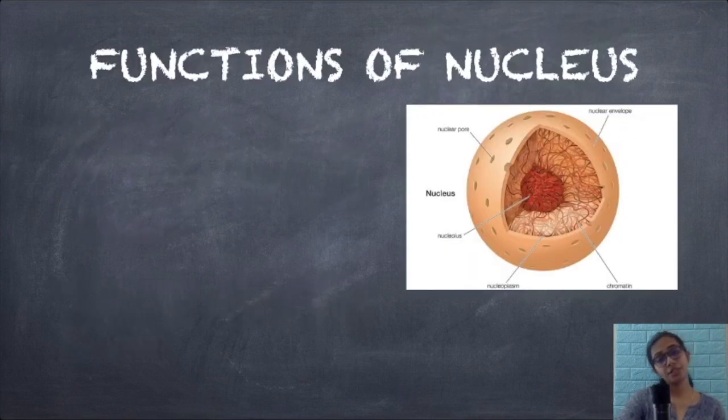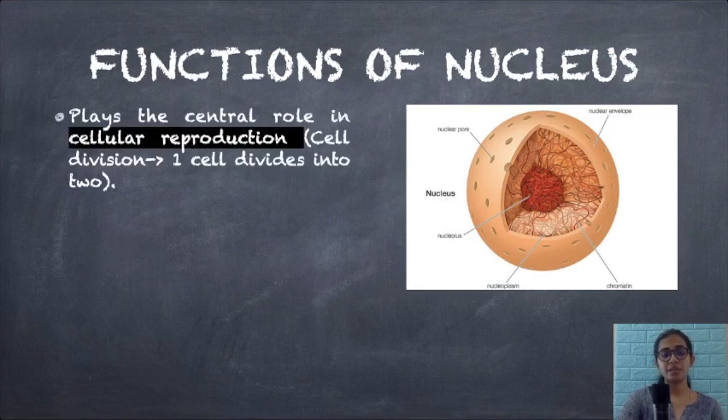Now, what are the functions of the nucleus? Obviously, because all this is happening, that is the chromatin is getting organized into chromosomes during cell division, all this implies that it helps cellular reproduction take place without any confusion, right? So it plays the most important role in cellular reproduction. How do cells reproduce? By cell division. That means one cell divides into two, right?